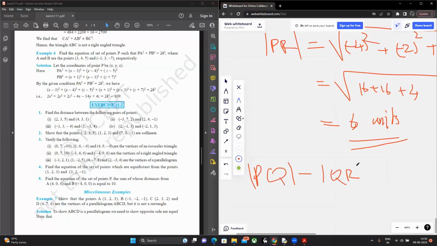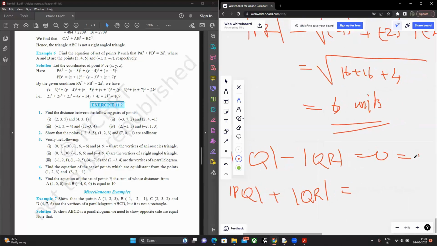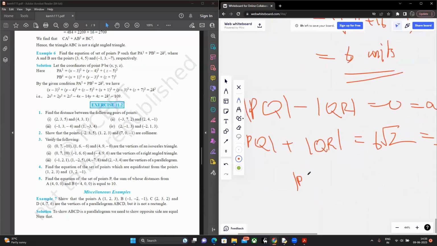Now, mod PQ minus mod QR is basically 0, let this be A, right? And mod PQ plus mod QR is basically 6 root 2 units, which is B, right? Your mod PR is lying between A and B, right? So PQR is a triangle, right? Because your third side has to be greater than PQ minus QR, and it has to be less than PQ plus QR. And only then can it form a triangle, right? If it is greater than PQ plus QR or if it is less than PQ minus QR, that means that it does not form a triangle, but it forms something else, all right?